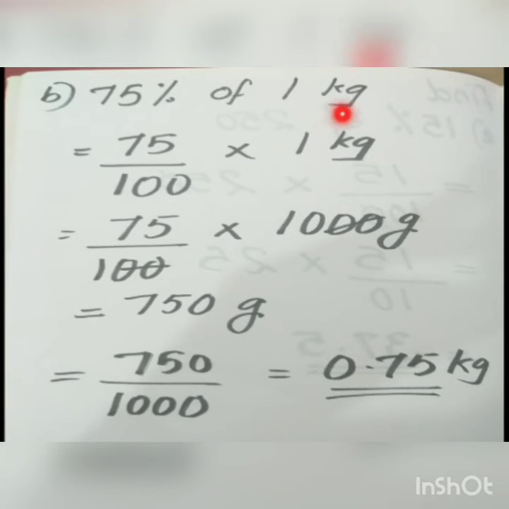75% of 1 kg. So here also we are finding the value. What is 75% of 1 kilogram? So 75% is 75 by 100. Now, "of" means multiplication, so times 1 kg, we wrote the same. Now for easy calculation I converted this 1 kg into gram. You know 1 kg is 1000 gram. So 75 by 100 into 1000 gram.